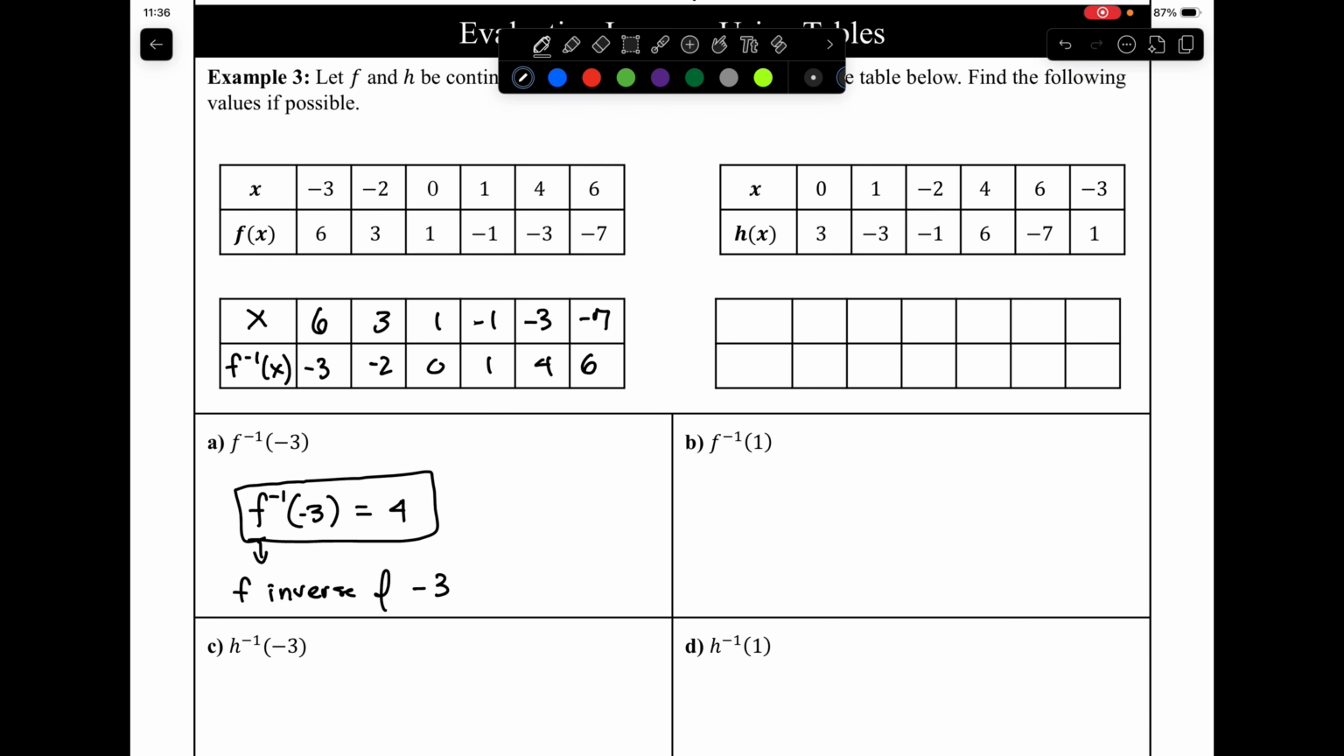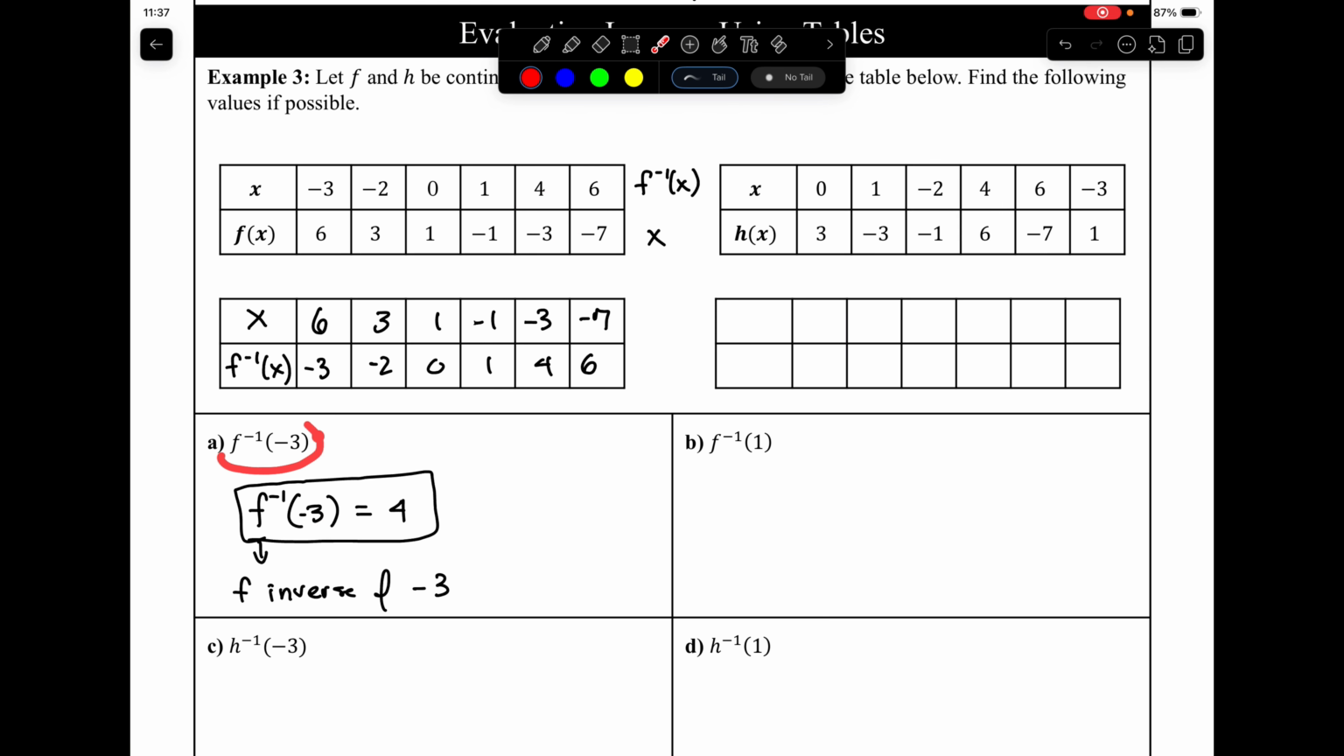Now we can also do this without having to switch, because the idea is that we're just simply switching the x and y. We can read this backwards. Remember, for the inverse, this is going to be the x value, and these values right here are going to be the output values of the inverse. So if I look at -3 on this table, on this row, I see that the input value is 4.